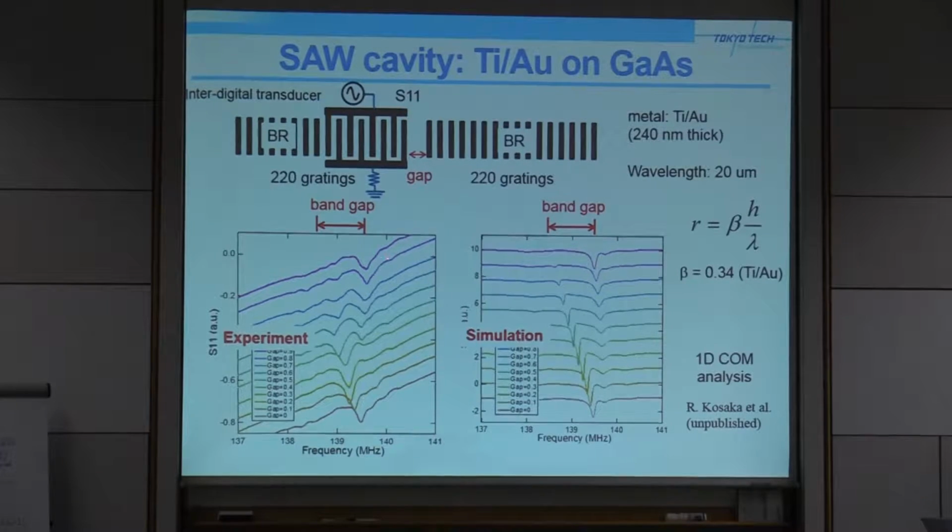Instead, the IDT works at the edge of the band gap. In this case, it is seen at the right edge of the band gap. So from this spectrum, you can identify the edge of the band gap by observing this IDT mode. And if you extrapolate the cavity mode to somewhere here, you can find the other side of the band gap. This characteristic is also reproduced in the numerical simulation based on one-dimensional coupling of mode analysis. So from this experiment, we can see how much phononic band gap is realized in this material.